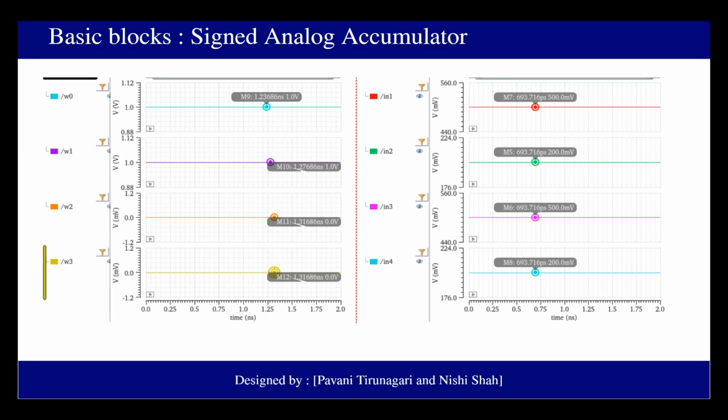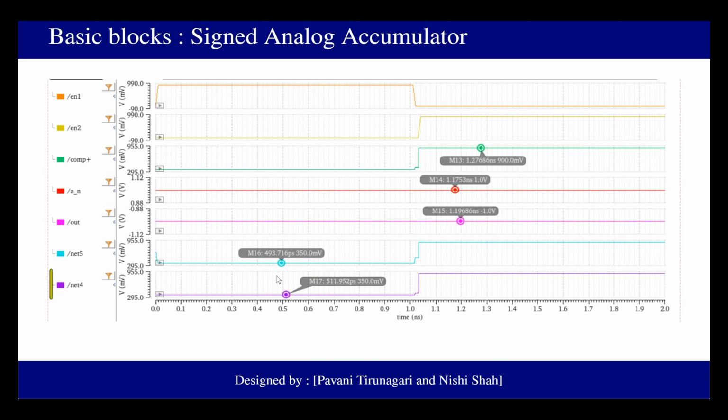So this is the simulation of it, where we basically have input 1 and input 2 as 500 and 200 millivolt with the weights as 1, so they are positively sampled, whereas input 3 and input 4 are negatively sampled because their weights are 0. So we can see from the output that first we basically have this alpha n value that is constant at 1 volt. Then we have this comparator plus value which gives us the charge accumulation part.